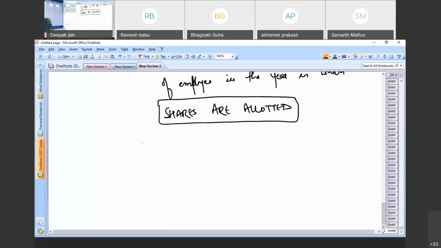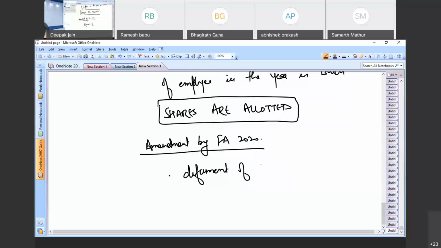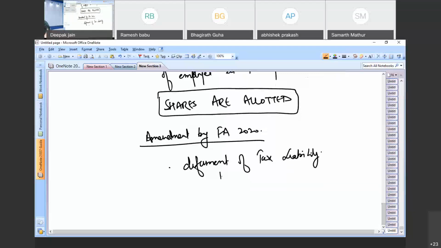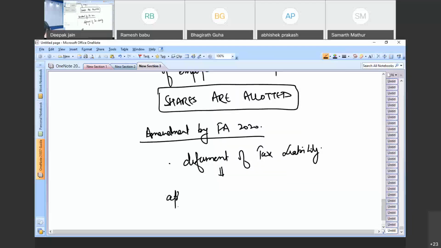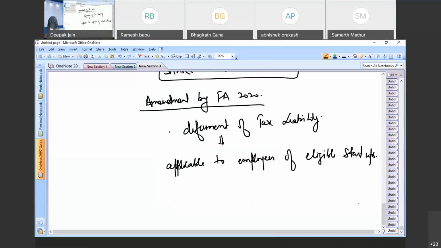Amended by Finance Act 2020. Deferment of tax liability applicable to employees of eligible startups. What is the amendment by Finance Act 2020?